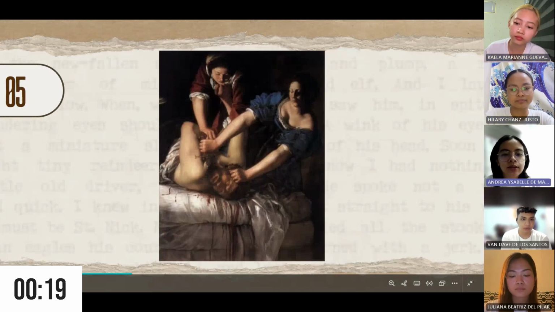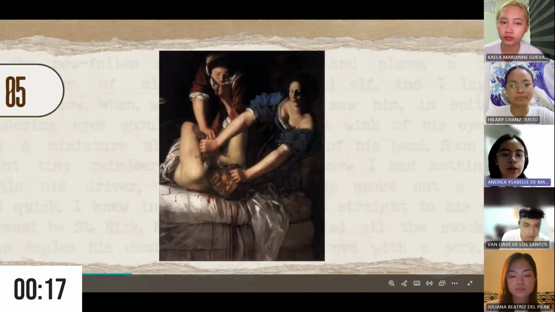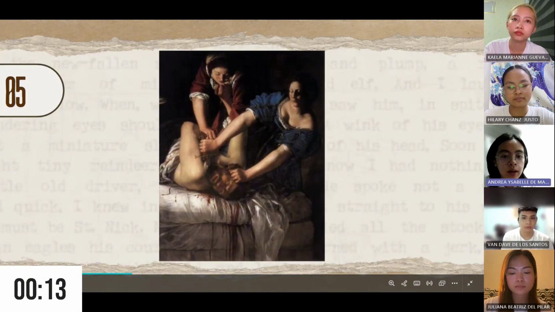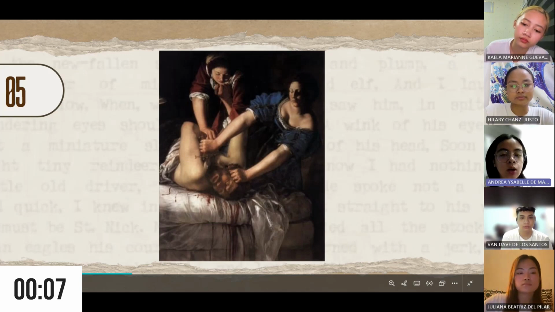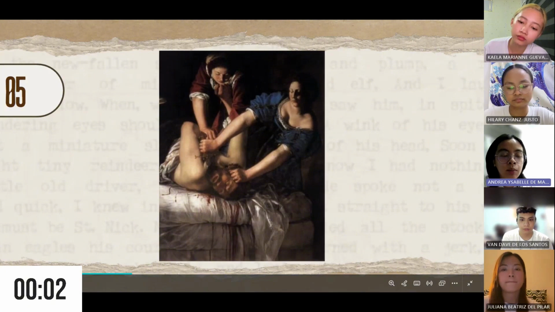For the artworks and characteristics, Judith Slaying Holofernes by Artemisia Gentileschi depicts the biblical story of Judith, a Jewish widow who beheads Assyrian general Holofernes. The painting is notable for its technical skill and dramatic composition, reflecting Gentileschi's resilience as a female artist in a male-dominated field.